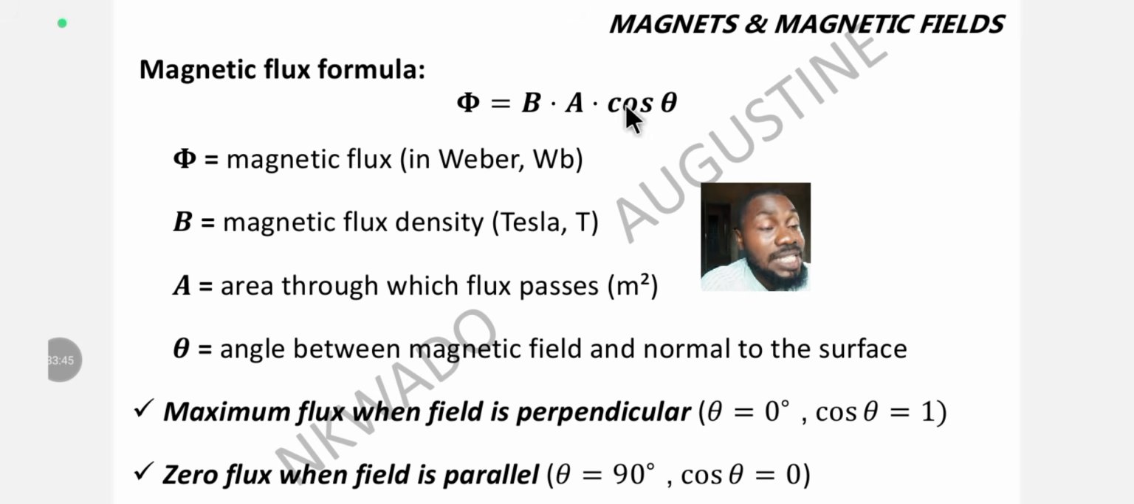Just times A times B, you get your answer. So at maximum flux, theta, which is the angle, is equal to 0 degrees. Cos 0 is equal to 1. That's what you have here. It's the same statement.